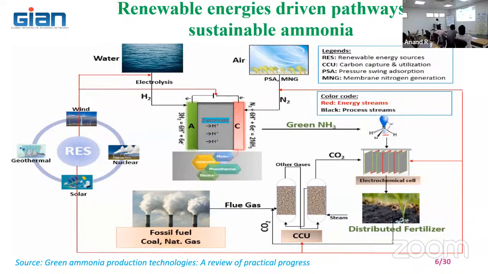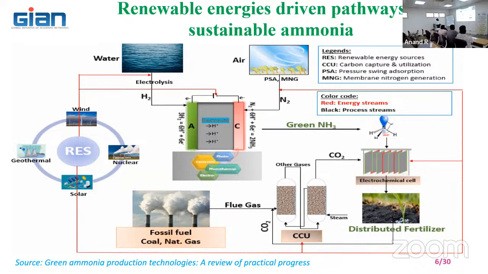So, renewable pathways to sustainable energy. We can combine all those things: wind, geothermal and solar. Water is there. You can take it to the electrolyzer. You can produce hydrogen. Then hydrogen is combined with nitrogen, which comes from air separation, through a process of absorption or the cryogenic separation method. We need to separate out nitrogen from the air. Then you combine it here.